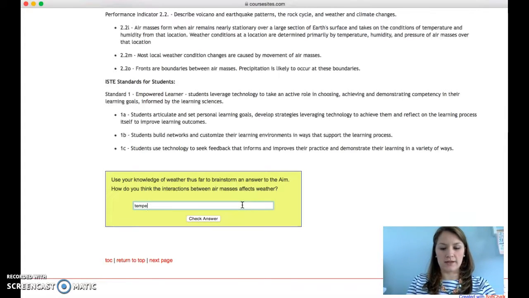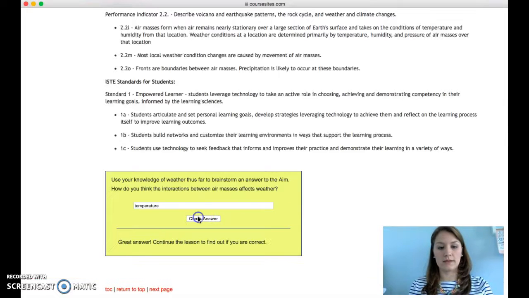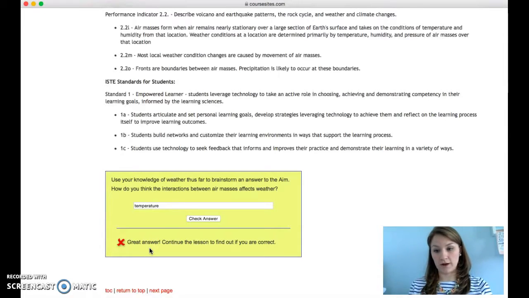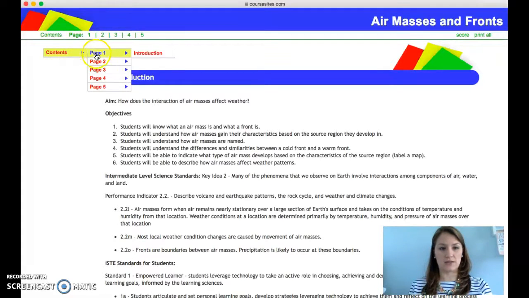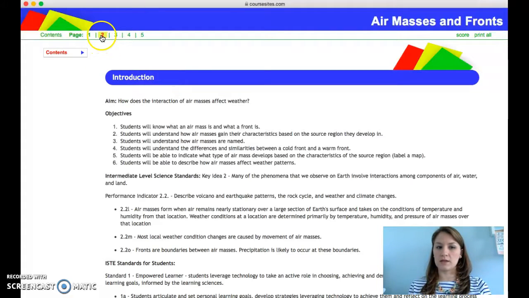Say a student wants to write temperature. They click check answer. Okay, I inputted a comment that says great answer, continue the lesson to find out if you are correct. So we are going to do that. We can continue the lesson using the contents page here, which narrows down each page by the subtopics included, or we can click the page navigation here at the top as well.